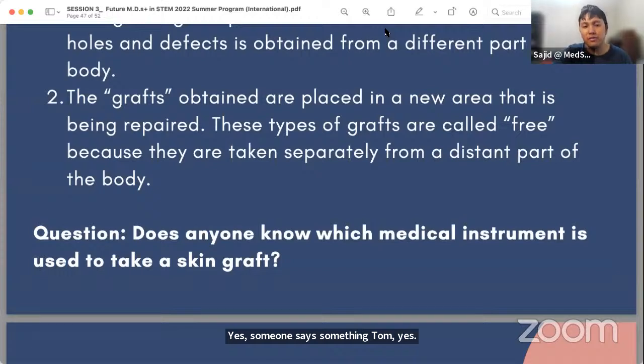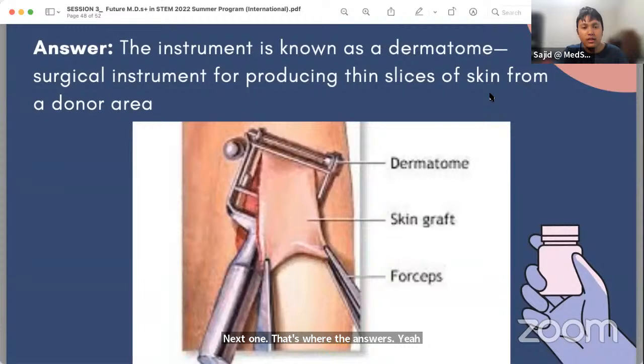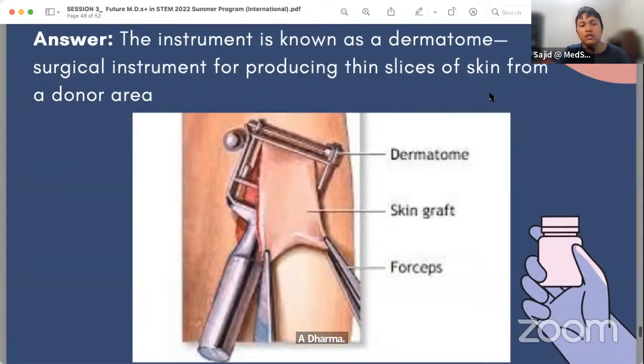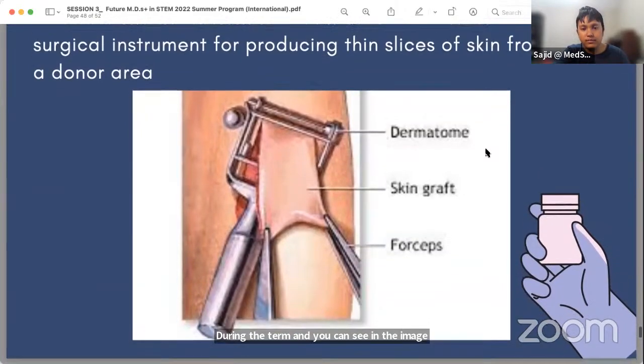Yes, it's a dermatome. A dermatome is specifically used to take a graft. Okay, next slide. That's where the answer is. So the answer is a dermatome. You can see in the image, a dermatome basically takes a slice of your skin. Okay, next slide.